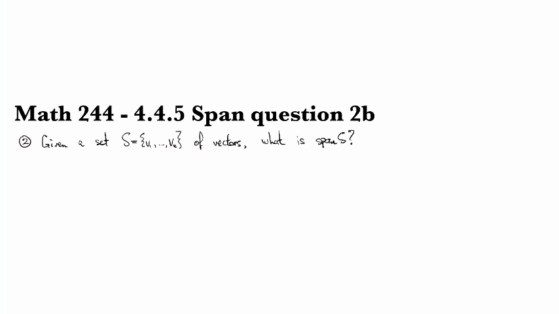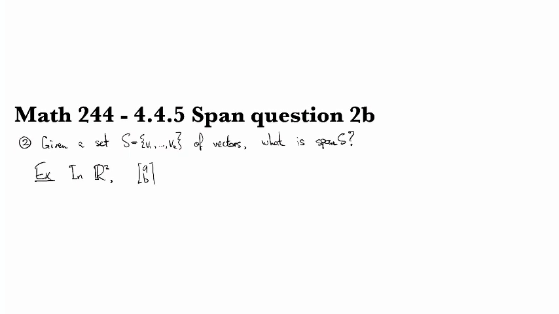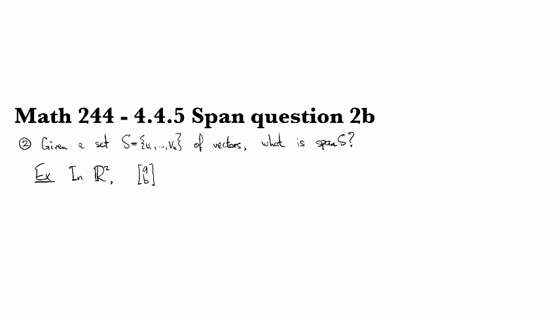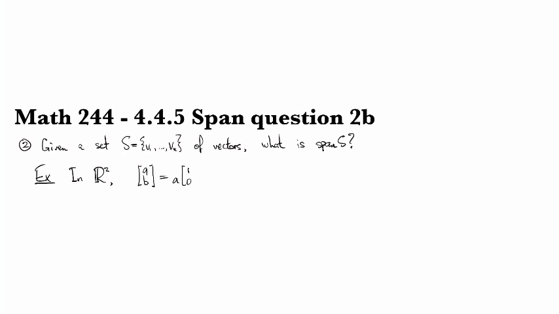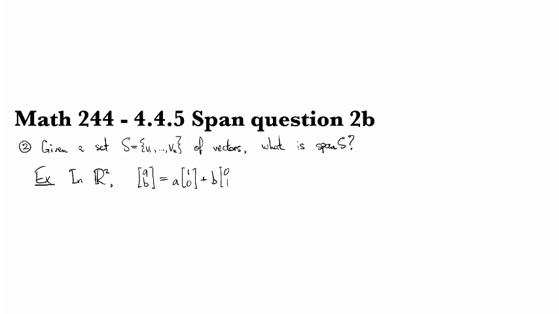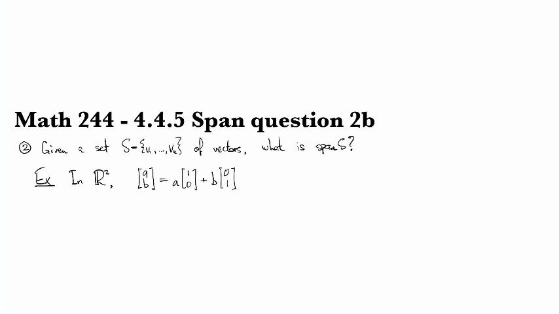Let's continue with this question about trying to identify the span of a set of vectors. So we'll just look at a couple more examples. For example, if we are in just R2, if you take any generic vector, some element of R2, and I'm making no assumption about what A and B are. That's what I mean by generic. I can always write this as A times (1, 0) plus B times (0, 1), just using vector arithmetic.